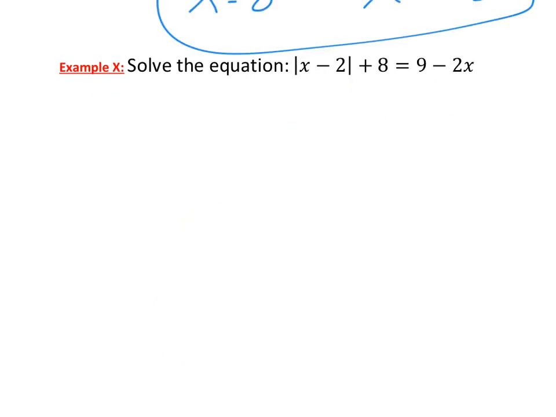Now the last example you probably won't come across, but as you can see, it's another solving the equation, but this time there's a little bit of a difference. This time we also have an x on the other side of the equal sign. So, with that, I'm still going to start it off the same way. I'm going to get rid of everything that's outside of the bars on the left side. So I'm going to subtract 8 on both sides. That's going to leave me with absolute value of x minus 2 is equal to 1 minus 2x.